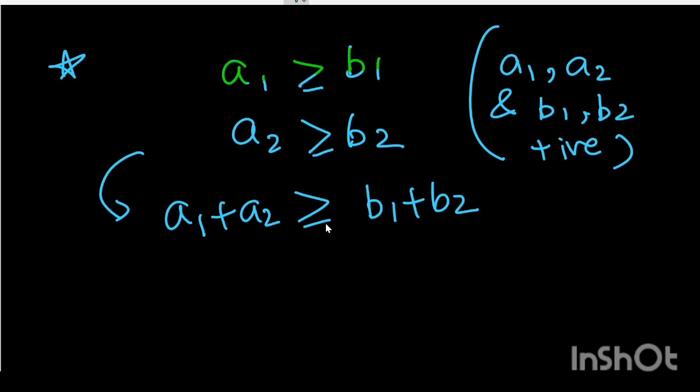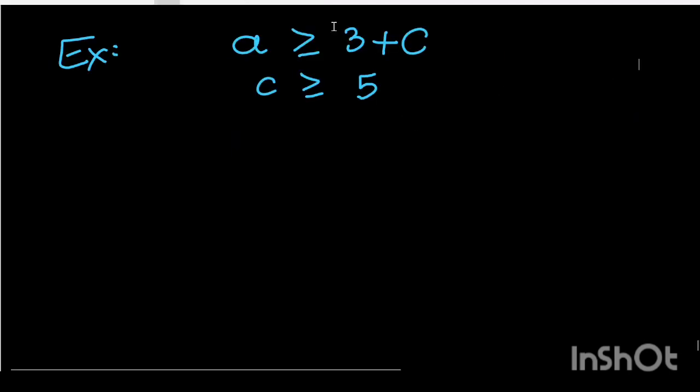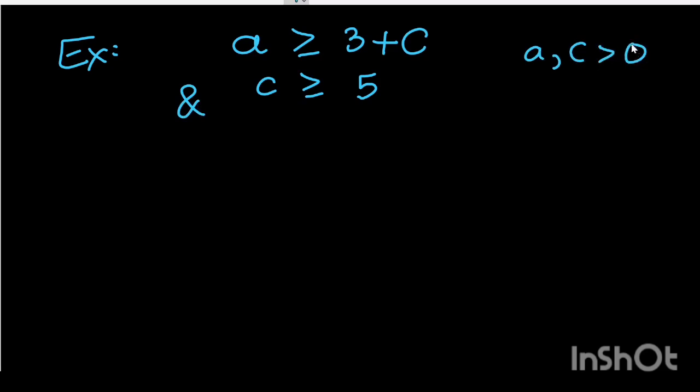So that is also valid, guys. Let's take an example. If A is greater than or equal to 3 plus C and C is greater than or equal to 5, A and C both are positive, then find the range of A.